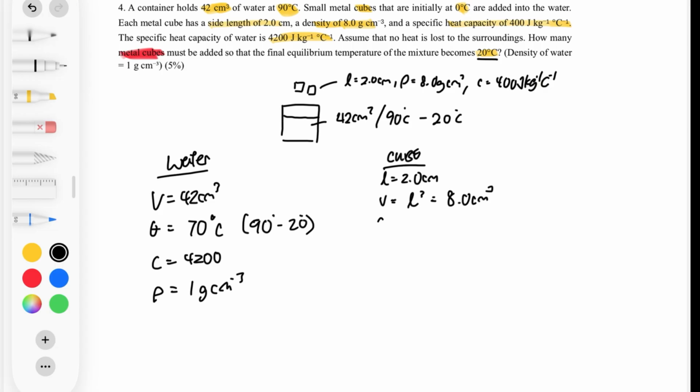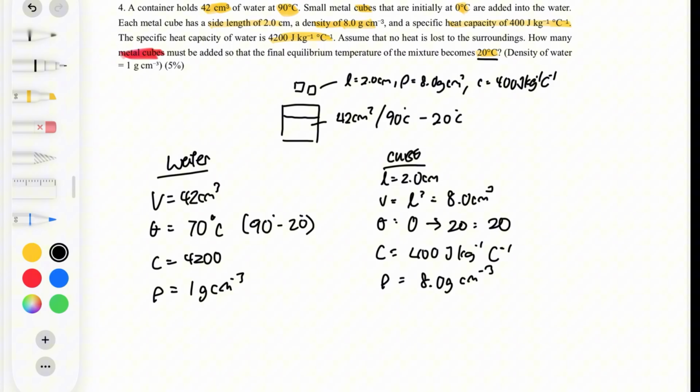Okay, and then the temperature in degrees Celsius starts from 0 and we want to go to 20 degrees Celsius. The change is 20. The specific heat capacity it gave us is 400 J kg⁻¹ °C⁻¹, and the density is 8.0 g/cm³. Okay, this is not a tricky question. It just means to understand what we want.